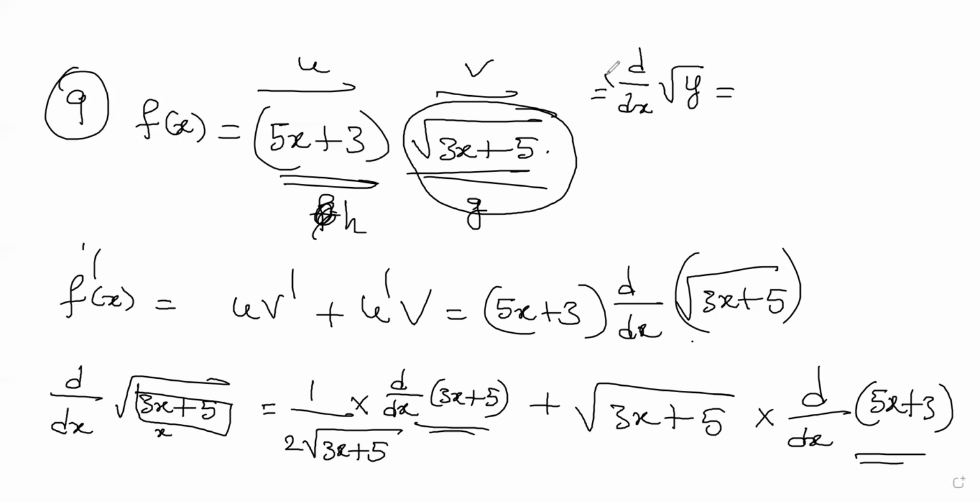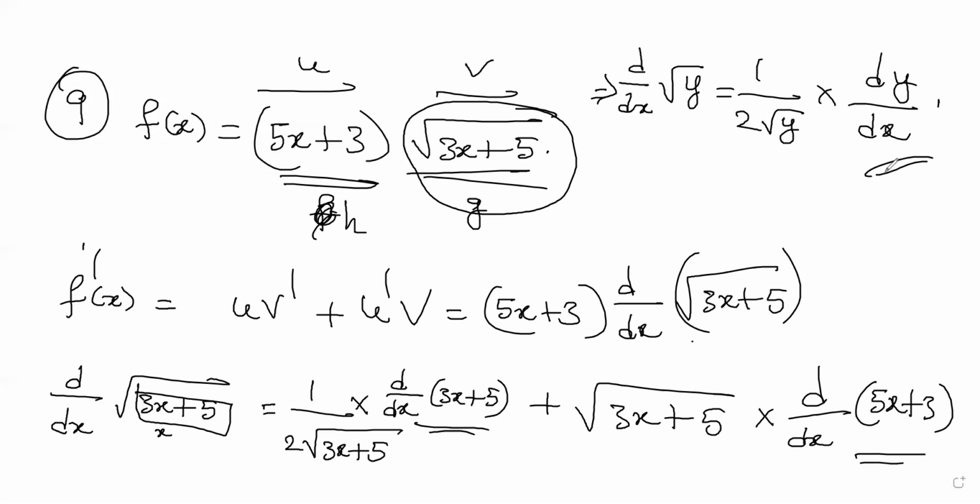Derivative of root y. This is the one you have to understand. Derivative of root y is nothing but 1 by 2 root y into derivative of y. That's it. Instead of y, you keep putting the expression.